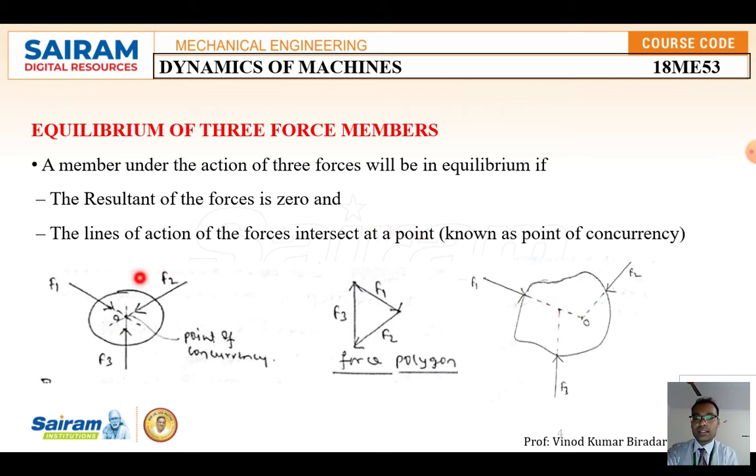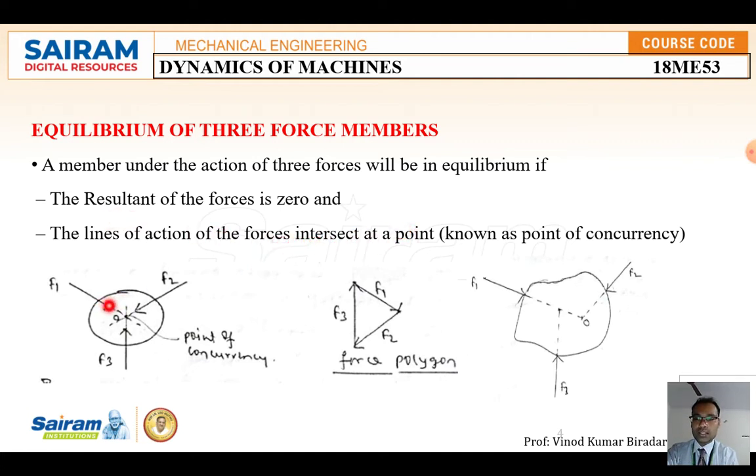Now figure A, what is the condition? Here I wrote: a member under the action of three forces will be in equilibrium if the resultant of the forces is equal to 0. That is, if you add all the forces, it should be equal to 0. That is, F1 plus F2 plus F3 is equal to 0. The lines of action of the forces intersect at a point. This is a very, very important line, the second sentence you have to write in the examination. The line of action of the forces intersect at a point.